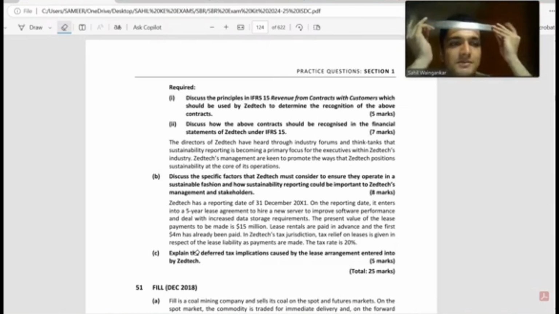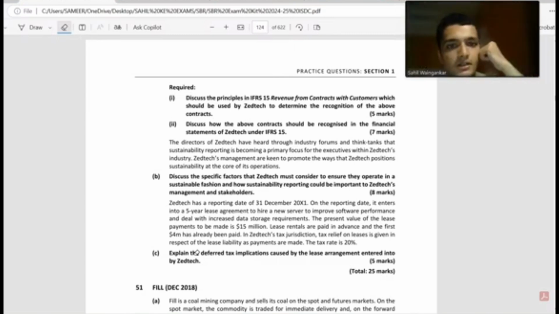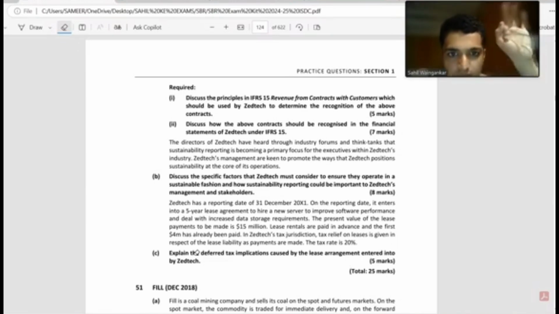Okay, this is a real challenge because मैंने ये deferred tax का chapter मेरा बहुत weak है, but I have studied this particular part of it जहाँ पर लीज लायबिलिटी के टाइम पे रिलीफ मिलता है. सो व्हाट वी विल डू इज हम अपने 5 ईयर लीज में आए हैं, ठीक है, एंड प्रेजेंट वैल्यू ऑफ द लीज पेमेंट्स इज 15 million. लीज रेंटल्स आर पेड इन एडवांस एंड द फर्स्ट 4 million हैज ऑलरेडी बीन पेड.